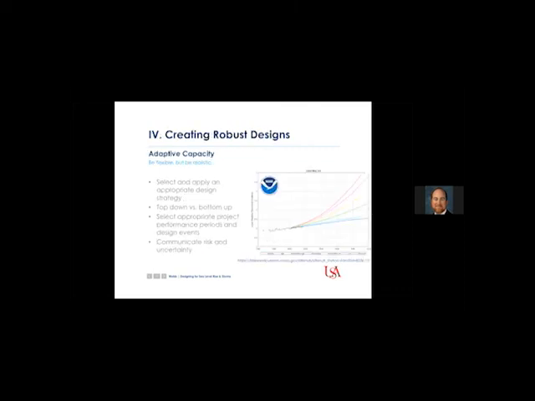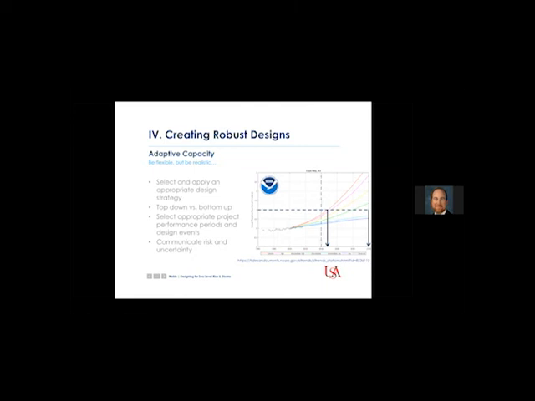Now, in terms of creating robust designs, we need to select and apply an appropriate design strategy. And this could be the difference between taking a top-down or a bottom-up approach. By that, I mean, in a top-down approach, we identify a specific elevation at which we know there's going to be a tipping point or a problem. And we look at the range of timelines over which that tipping point may be reached. And we design to accommodate those impacts.